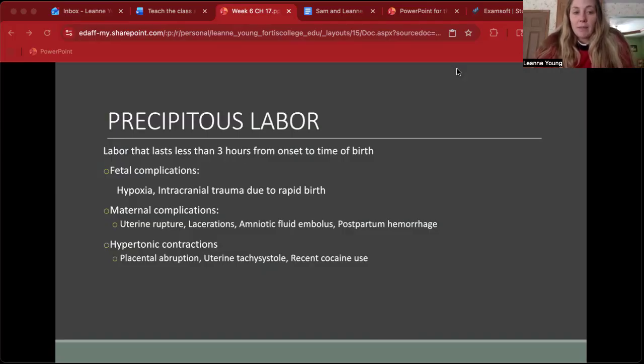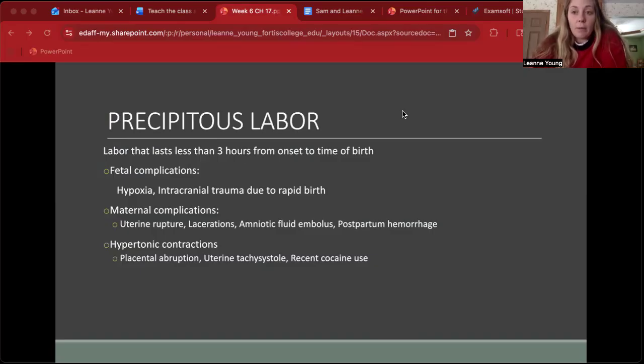Okay. From the baby's standpoint, hypoxia can occur, intracranial pressure due to rapid birth. So they could have some brain or skull injury because of how fast they descended through the vaginal canal. Okay. Maternal complications. We're worried about uterine rupture. That uterus worked overtime. That uterus was working hard, even for just that short period. That can cause a tired uterus. It can cause a rupture, and we need to be careful. Lacerations can occur with a precipitous labor because that mom is pushing that baby out so fast, we can tear her bottom. Okay. Sometimes precipitous labor will also cause an amniotic fluid bolus or embolus, sorry.